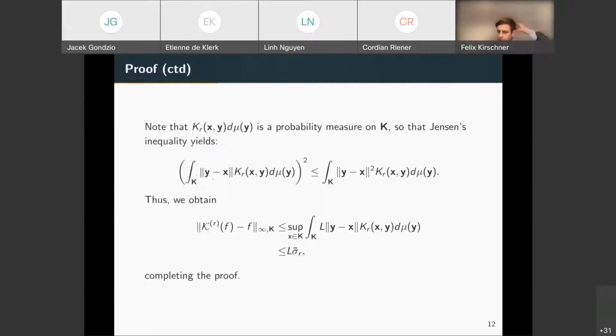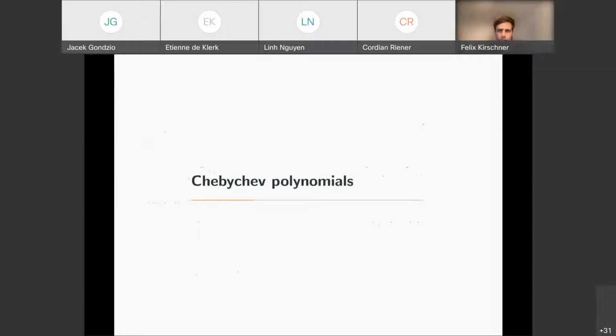Yeah, so any questions about that? This may be a good place to stop. If not, I will continue by giving a very brief description of the Chebyshev polynomials.